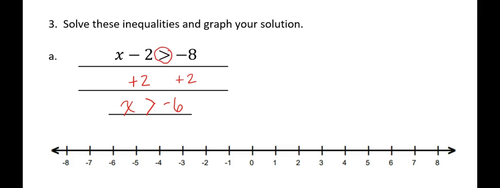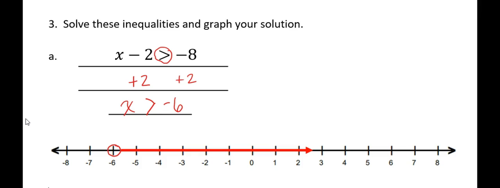So now we have to graph that. Negative 6 will not work itself. So I'm going to put an open circle around negative 6. And then I'm going to put my arrow to the right of negative 6, because any number that's greater than negative 6 would work in this statement.